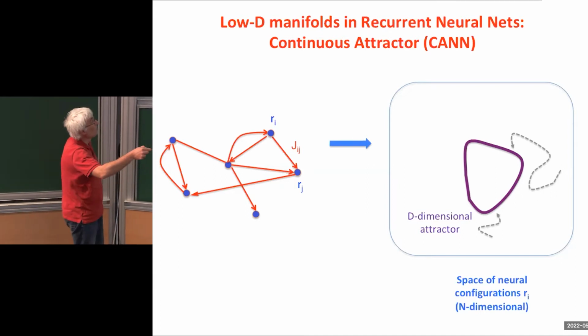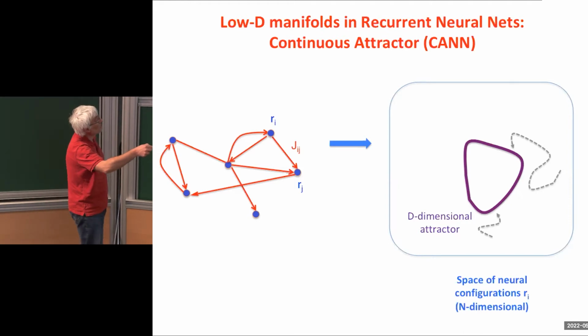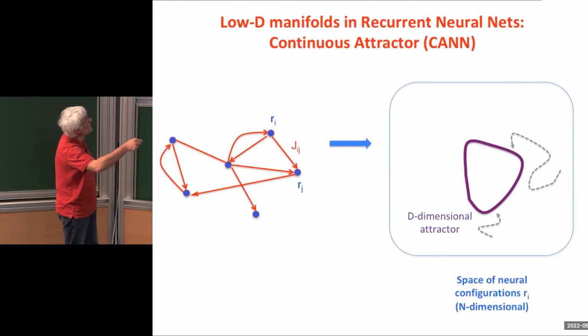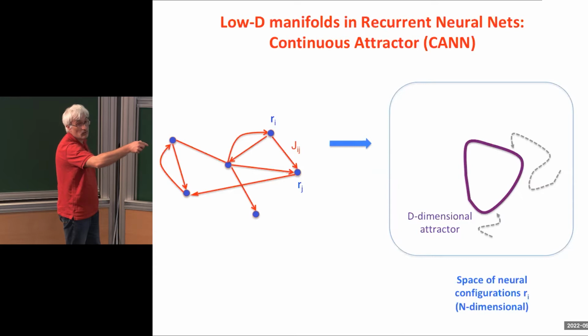Okay? And so what do I mean by attractor? It means that starting from an initial condition, the dynamics of this network should bring me somewhere on the attractor, and in the absence of any noise, I would stay there. It would be a fixed point. Starting from another initial condition, I would go there and I would stay there. Of course, in reality, there will be some noise, so there will be some drift along this attractor, right?